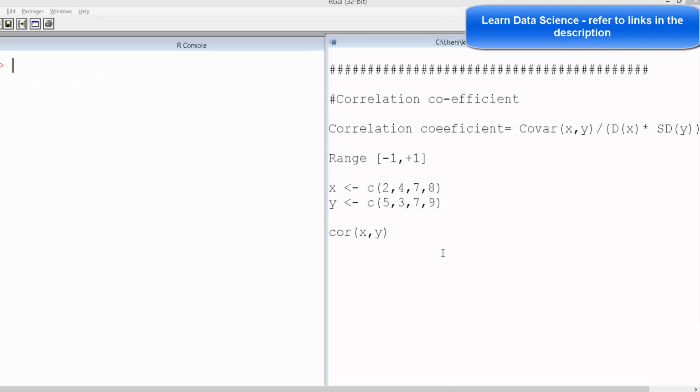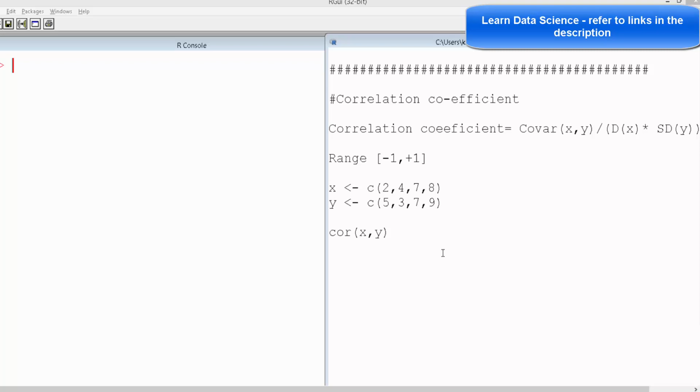In this video I'm going to show you how to get the correlation coefficient of two numerical variables in R. Correlation coefficient measures the strength of the relationship between two numerical variables. And it could be the negative relationship or the positive relationship. It can be a negative number or a positive number.